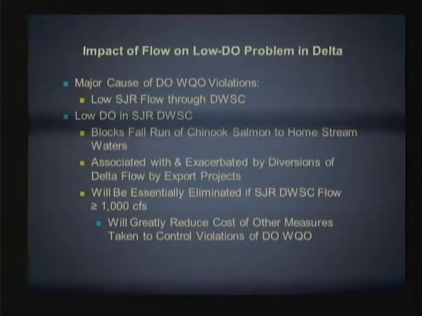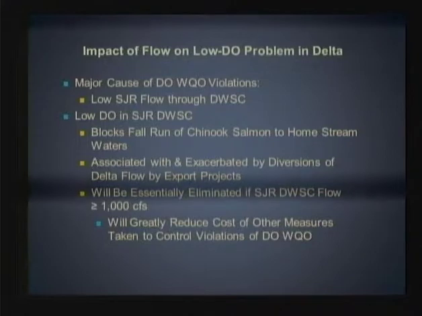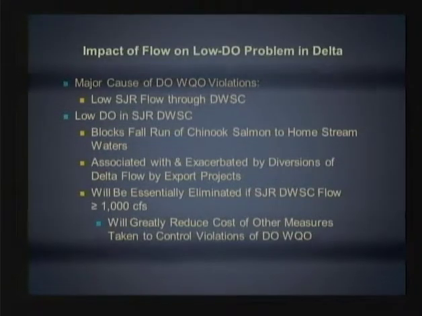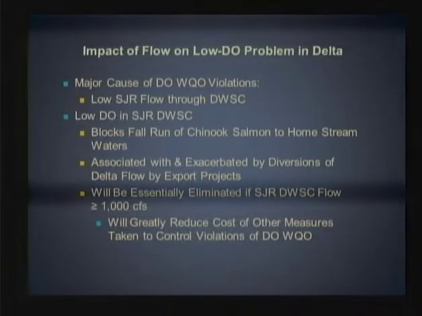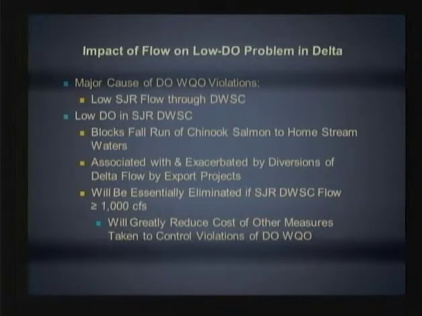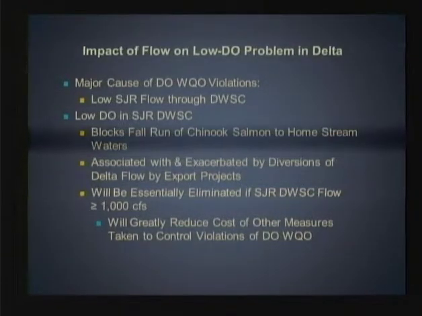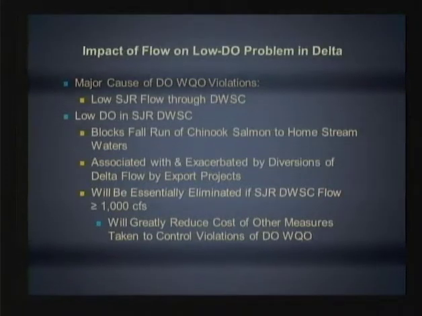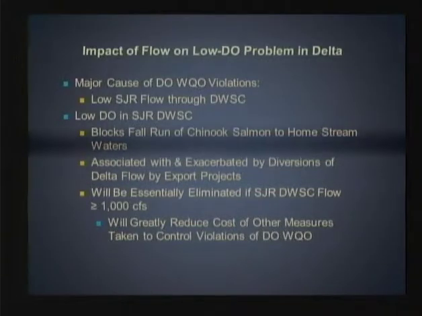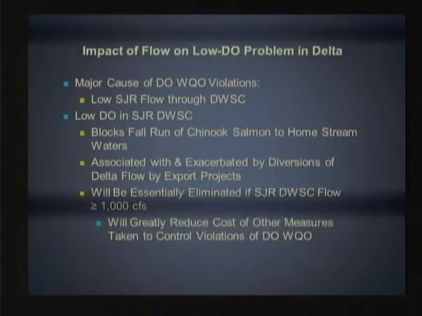We now know, because of the extensive studies that were done on the Deepwater Channel flow issues, that if we had about 1,000 CFS going through the Deepwater Ship Channel, we would eliminate the water quality objective violations. This is a case where, through detailed studies, we've been able to establish the clear relationship between flow in the channel and water quality objective violations.